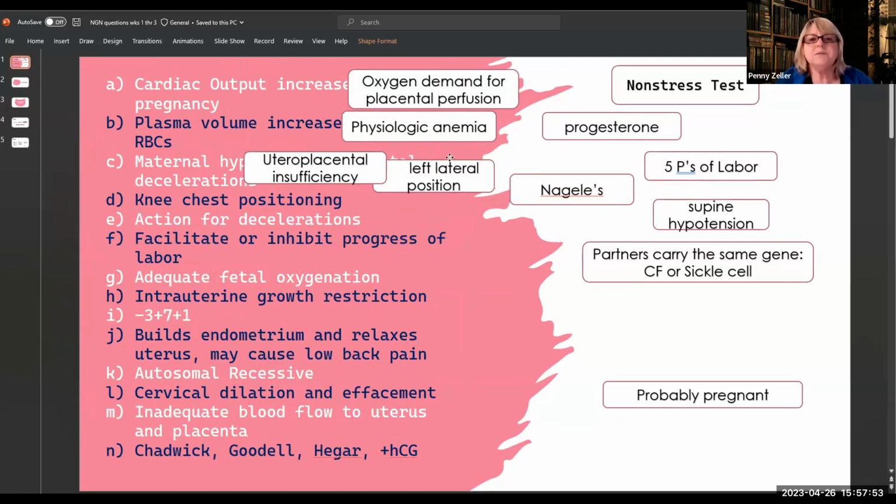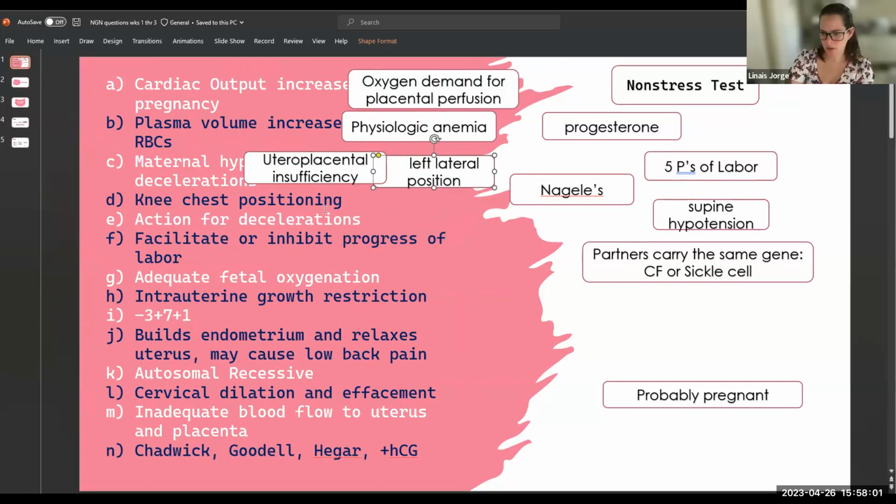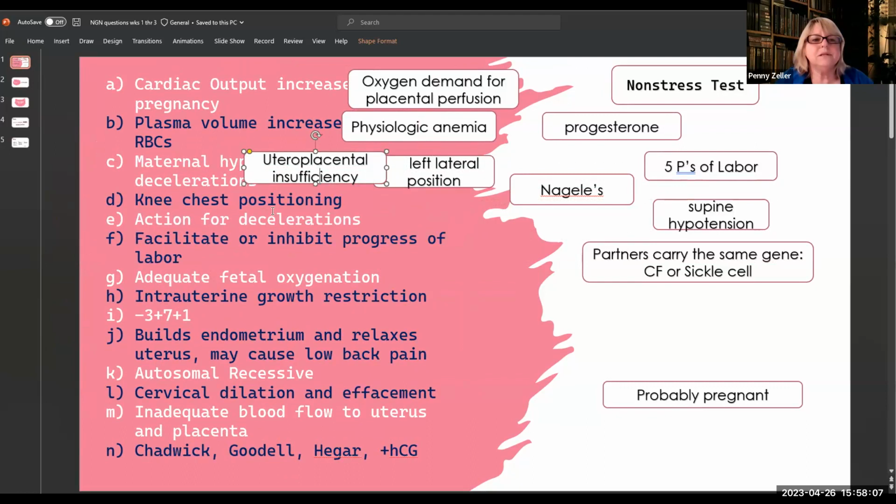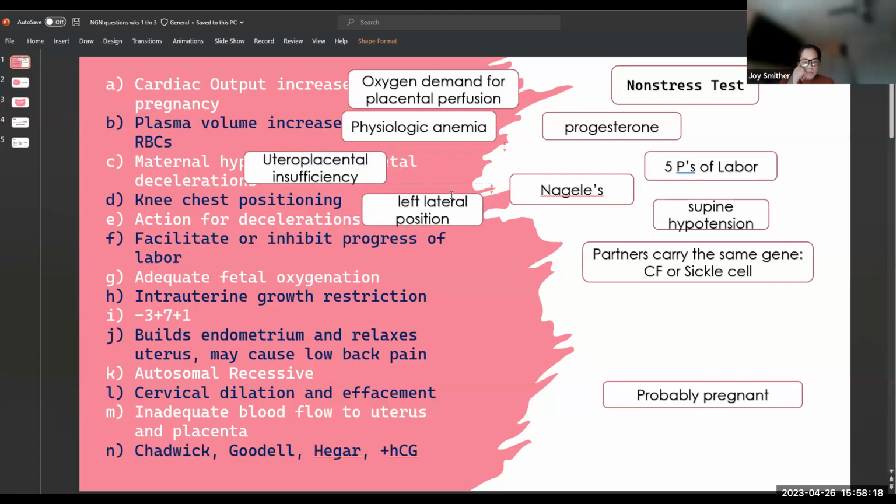All right. What about knee chest positioning? Just another position. Supine hypotension. Well, it would be the uteroplacental one, the same as this one. I need to really take that out. Action for decelerations would be left lateral. Yeah.